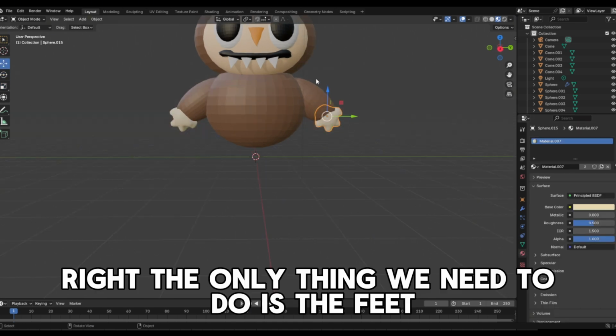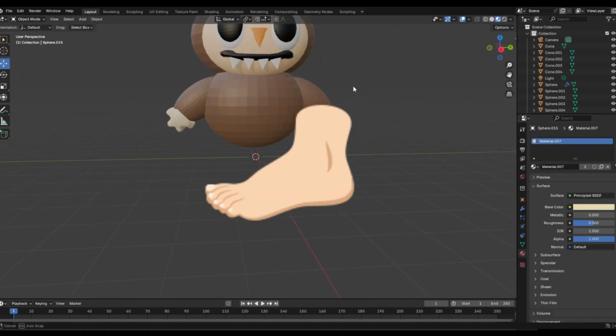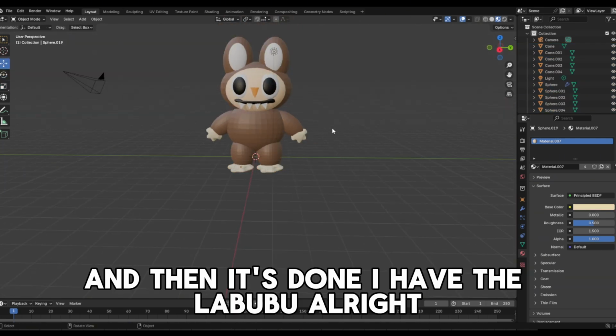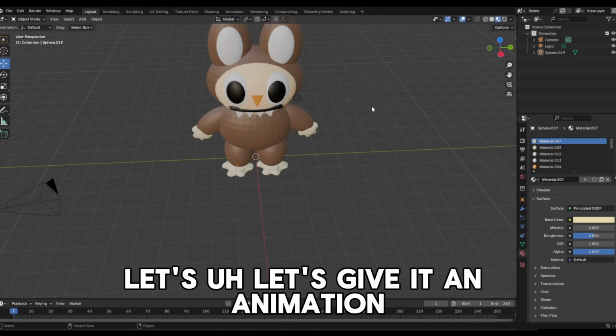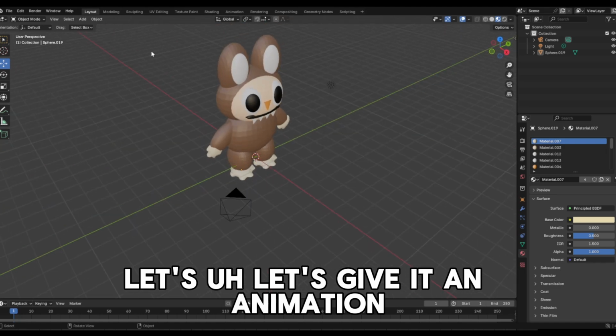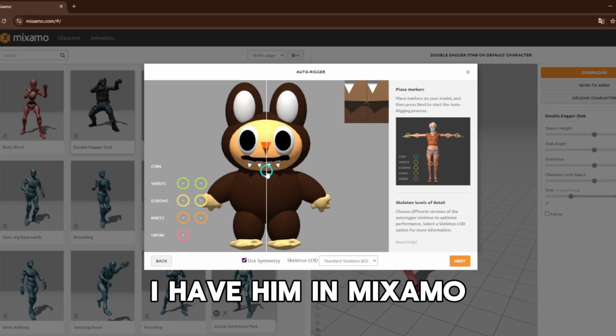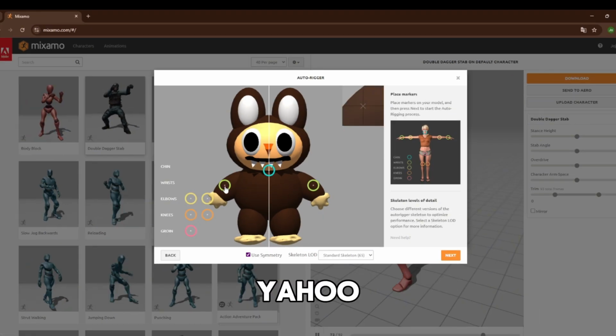Right, the only thing we need to do is the feet. And then it's done. I have the Labubu. Alright, let's give it an animation. I have him in Mixamo. Yahoo!